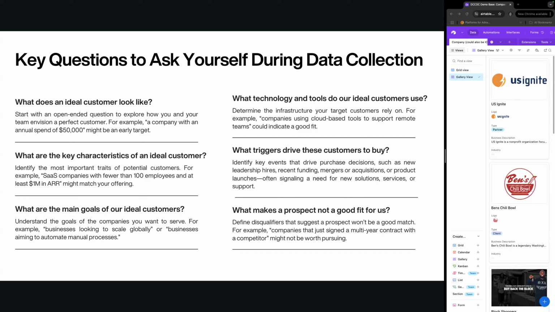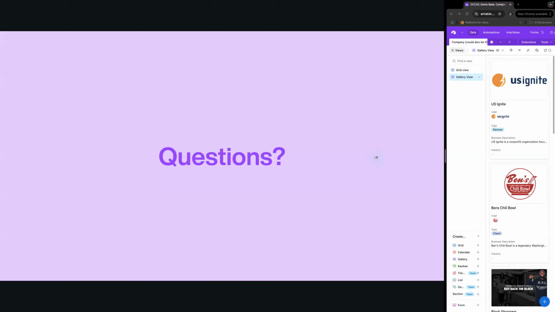And who are their primary customers? What are their main goals? What technology and tools do they use? What triggers drive their buying decisions? And this is like my favorite one. It's what makes a customer not a good fit. Like setting clear disqualifiers is really, really nice to be able to say, okay, these are the hard things that we know that they're not a good fit if they have those qualities. Really quickly, any questions on that data collection piece?